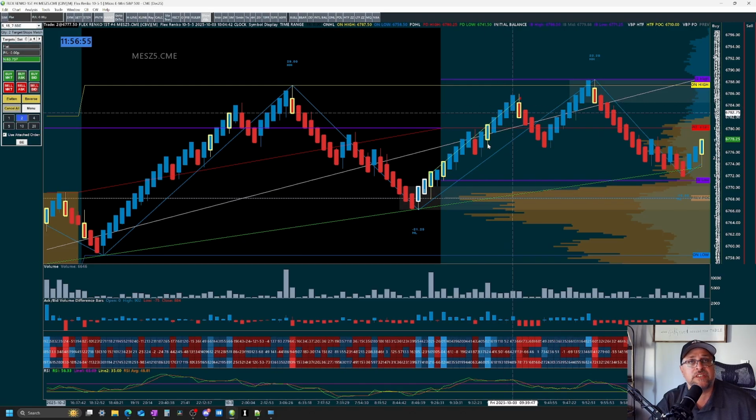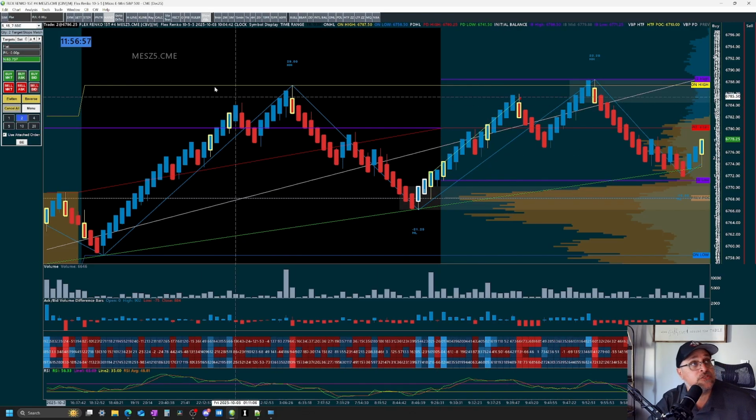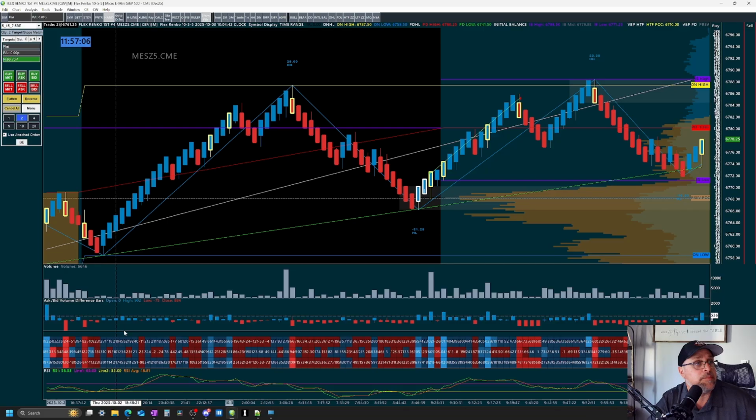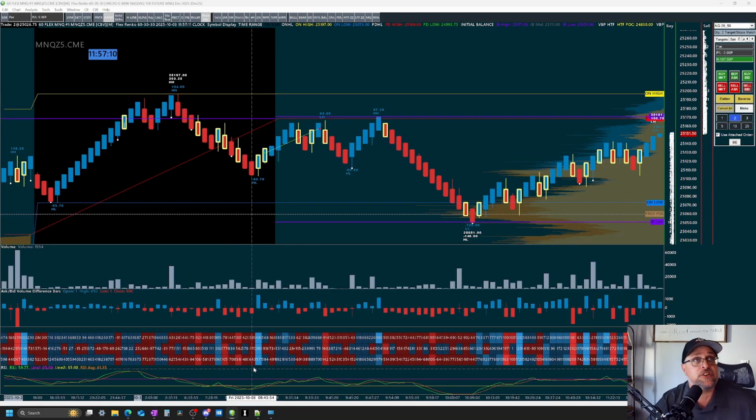So we got about 13 points out of that times 5 contracts. If you look in the trading window over here, we got 63.75 cumulative points, which is good. It was a nice little trade. MNQ was basically the exact same thing, so I'll switch over to the candlestick chart for that.